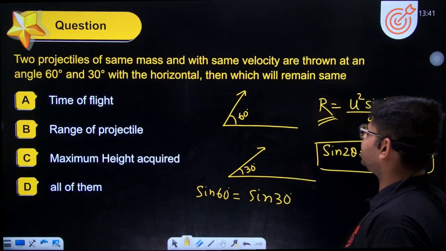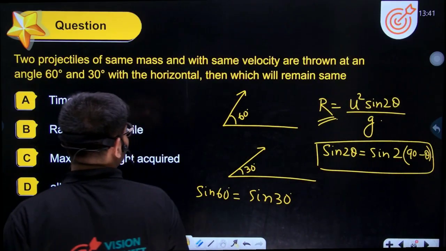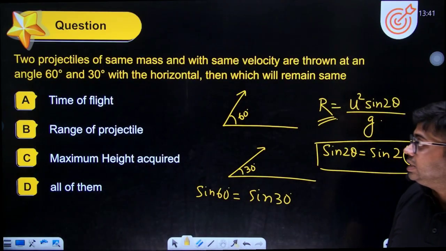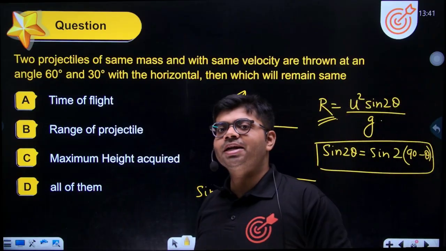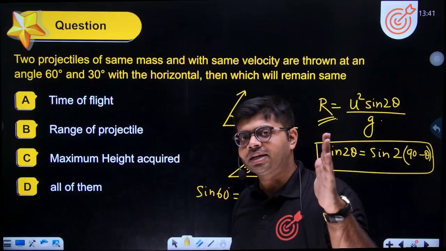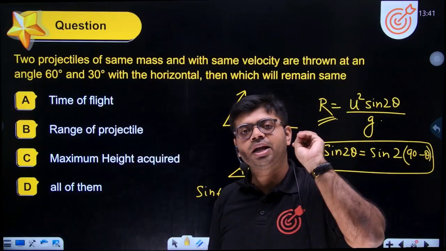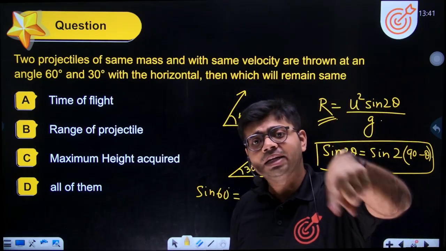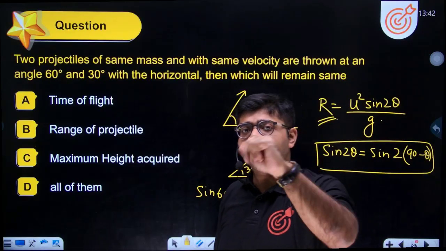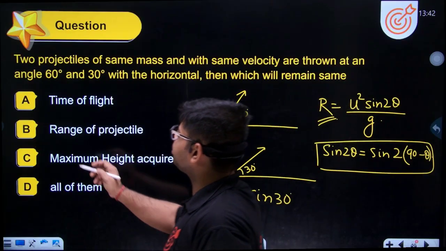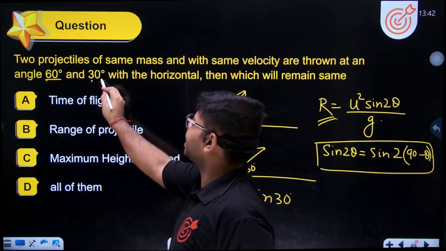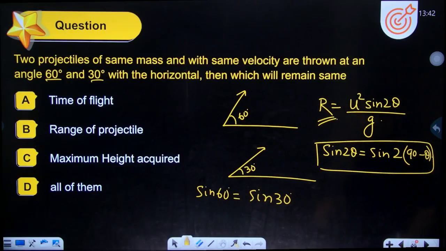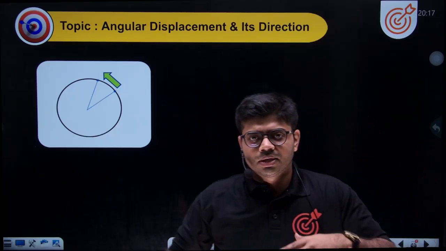That means if you talk about the range of the projectile, this is a very, very important conclusion which we can draw. If you are projecting something at an angle of theta with the horizontal, and you are projecting the same thing at an angle of 90 minus theta, in both the cases your range is going to be the same. So projecting at 30 degree and at 60 degree, in both cases the range of the projectile is going to be the same.